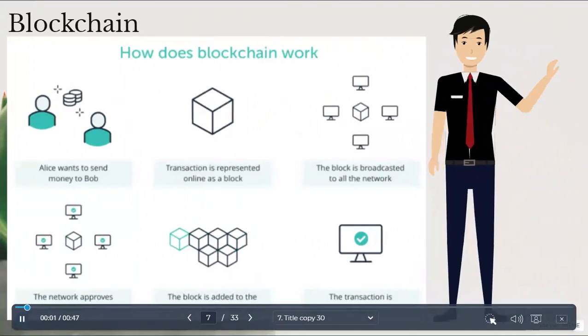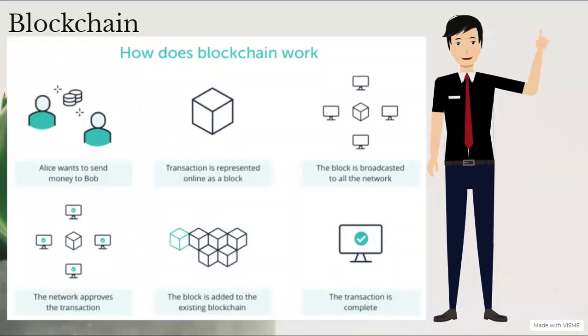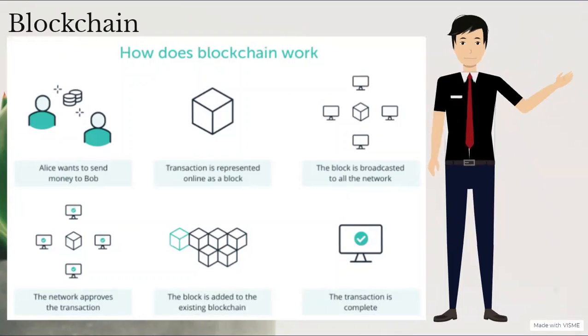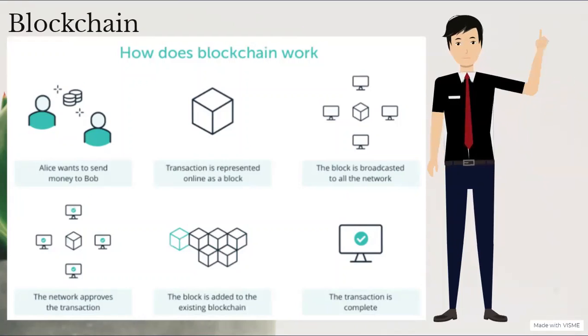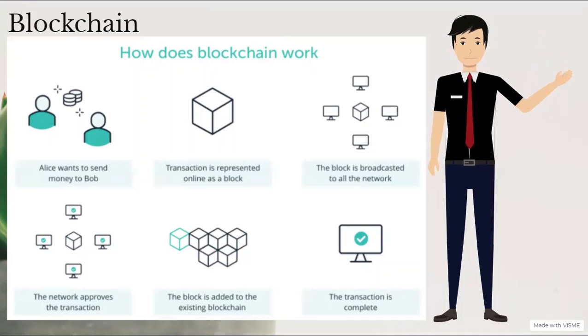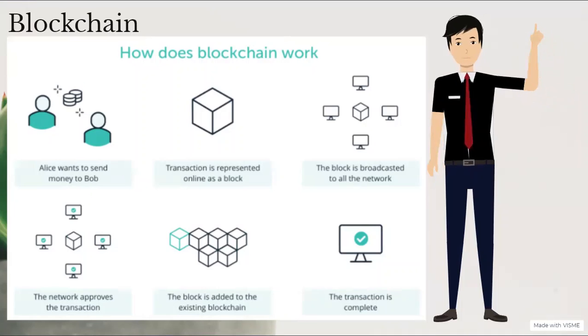First, Alice wants to send money to Bob. So she sends money to him using crypto, let's say Bitcoin in this case. Since Alice used Bitcoin, which uses blockchain technology, that transaction is represented online as a block. That block is then broadcasted to the entire Bitcoin network. Then the network approves the transaction. Once that transaction is approved, that block is added to the existing blockchain, which provides a permanent record of that transaction via the distributed ledger to prove that the transaction was valid. Once this occurs, the transaction is now complete.